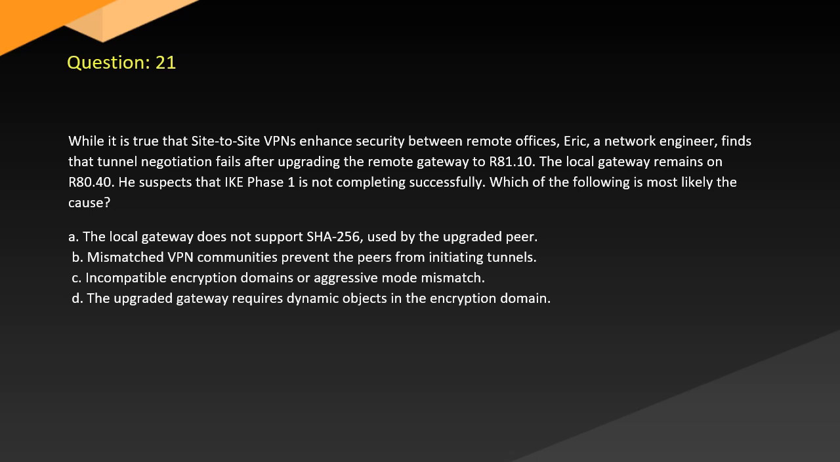A. The local gateway does not support SHA-256 used by the upgraded peer. B. Mismatched VPN communities prevent the peers from initiating tunnels. C. Incompatible encryption domains or aggressive mode mismatch. D. The upgraded gateway requires dynamic objects in the encryption domain.